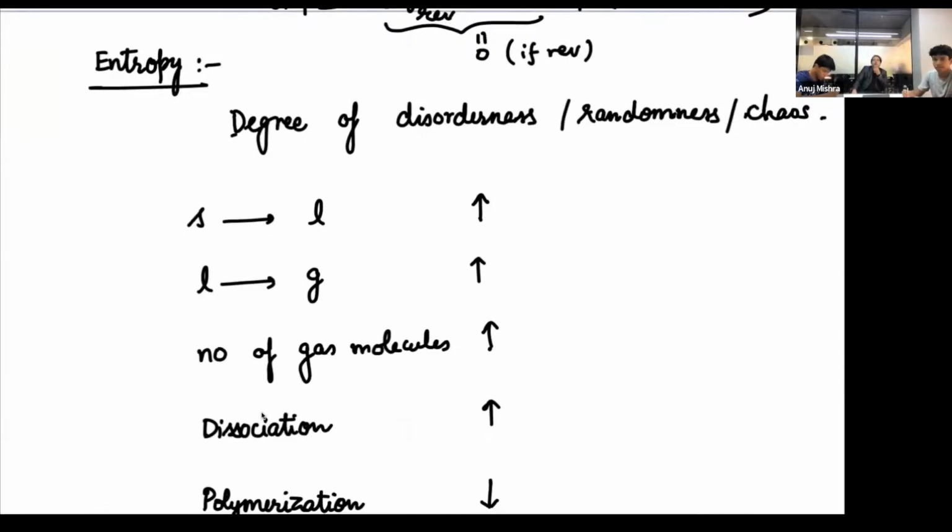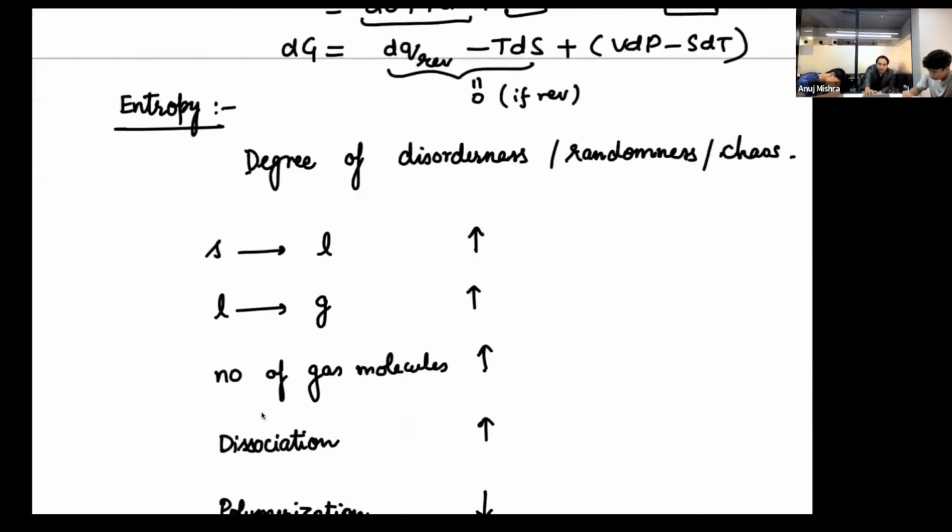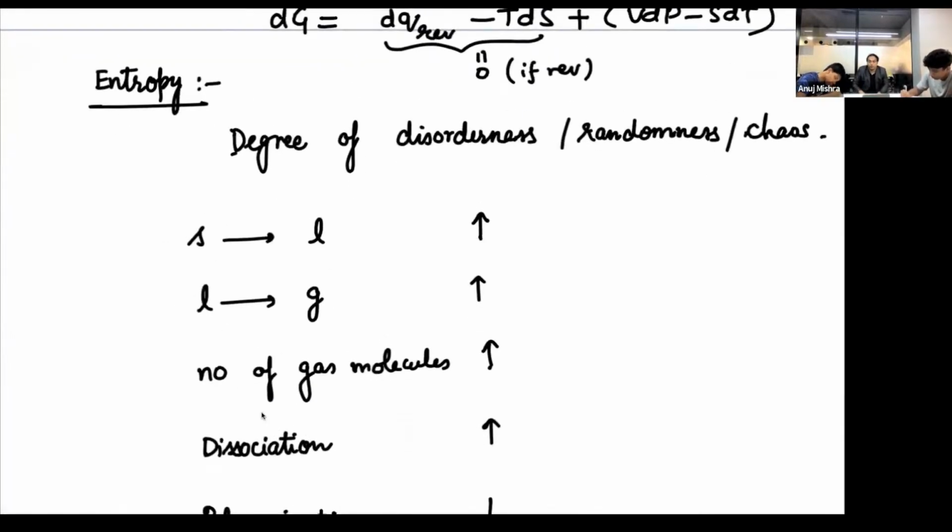Entropy is the degree of disorderness, or degree of randomness, or degree of chaos. Degree of disorderness, degree of randomness or degree of chaos.